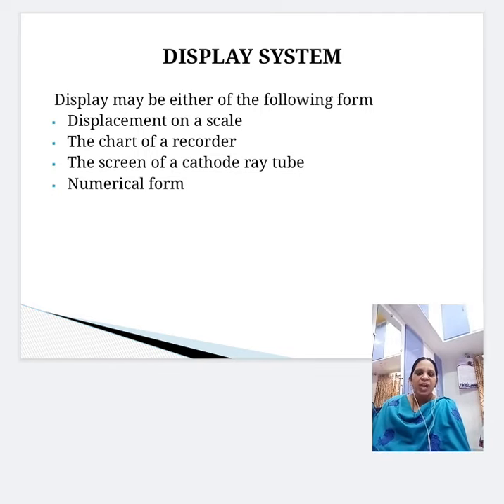The next stage is your display system. This display system may be either of the following. It may be either a displacement on a scale, that is an analog mode, or it may be a chart recorder, where you have a stylus, and the stylus moves on a chart and it begins to record, or it may be the screen of a CRO, or it may be in the numerical form, the digital mode.